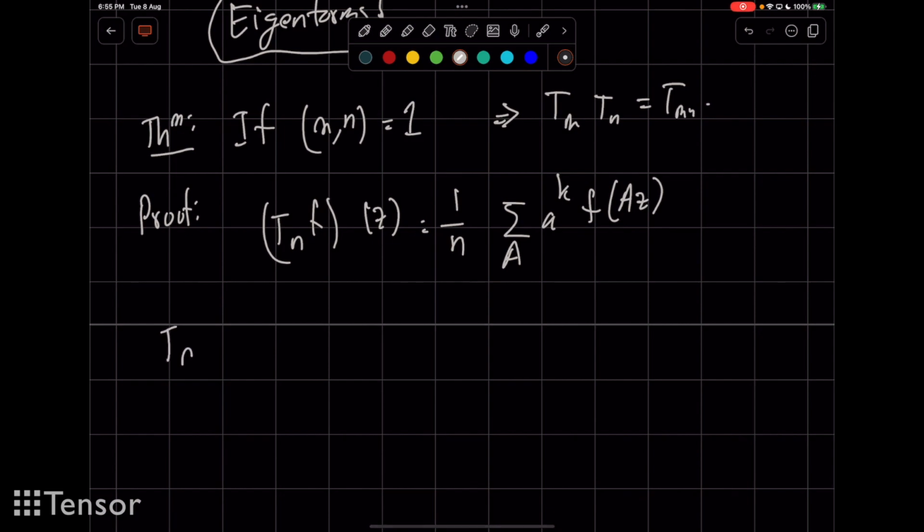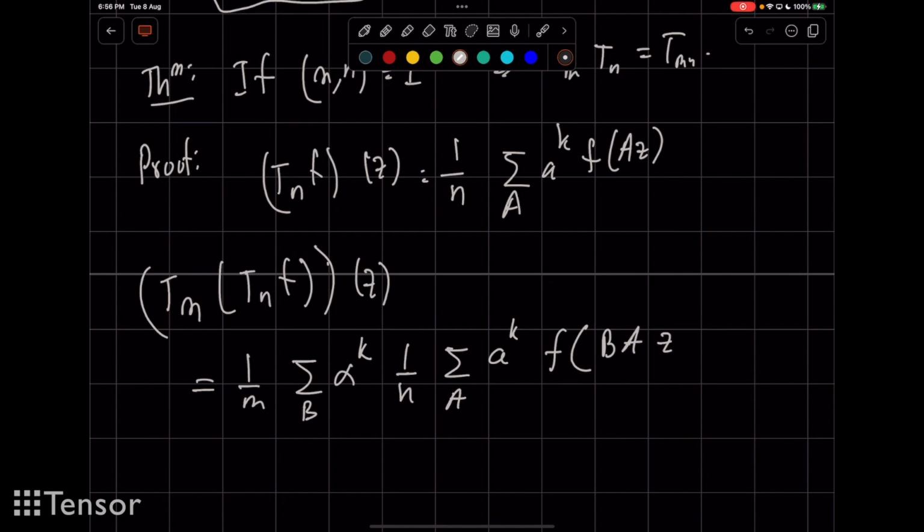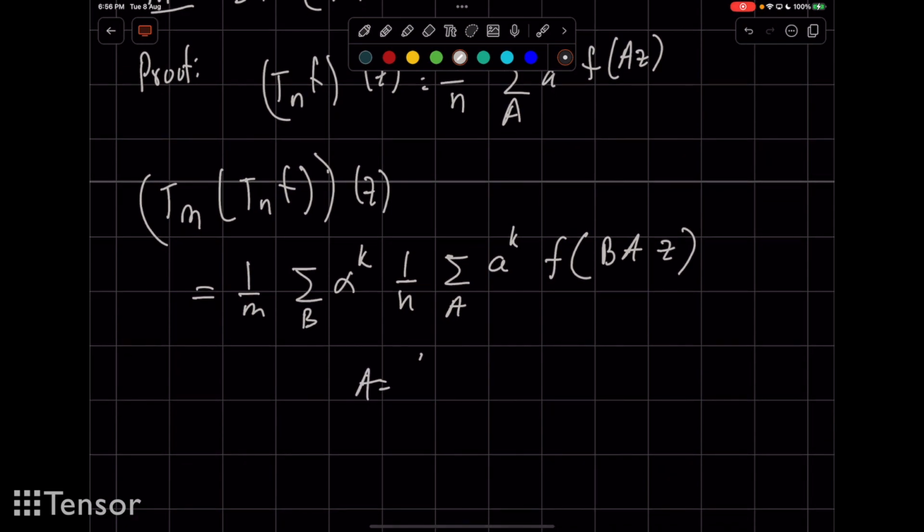Now, what is T_m of T_n f acting on z? So for this m, we have 1 over m, sum over, let's say, b, alpha to the power k, times 1 over n, sum of a to the power k, then f of b a z. Right. So let's say a is (a b; 0 d) and b is (alpha beta; 0 delta).